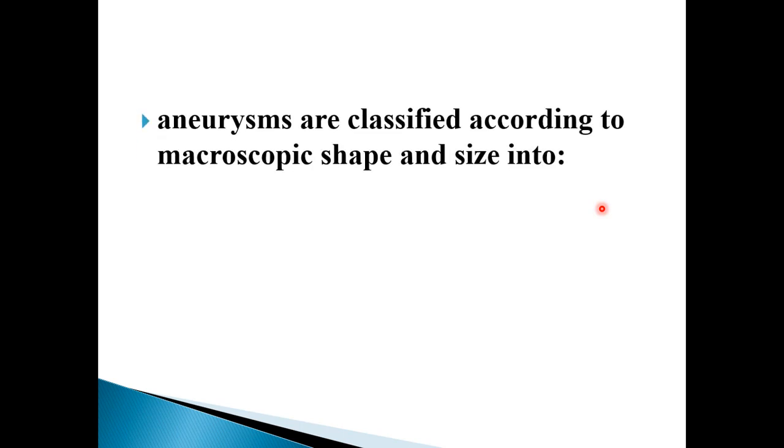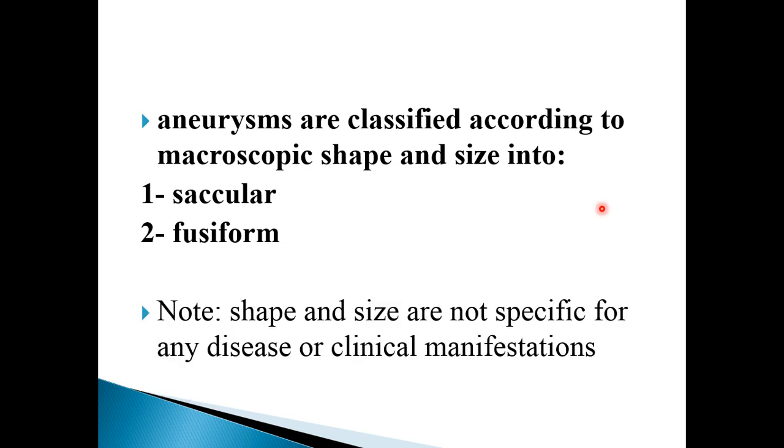Now, according to their shape and size, aneurysms can be classified into saccular and fusiform aneurysms. Remember that the shape and the size of any aneurysm are non-specific for any disease process or any clinical manifestation. It's a pure description of the shape of that aneurysm.